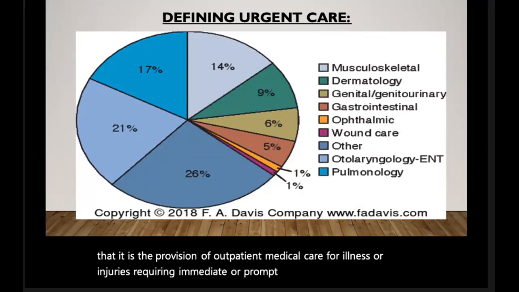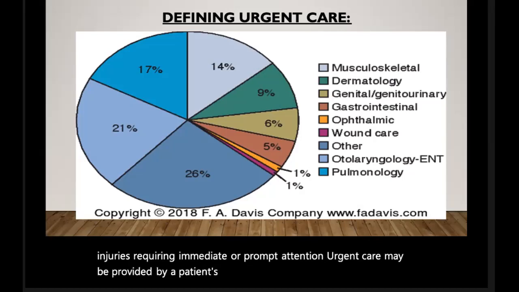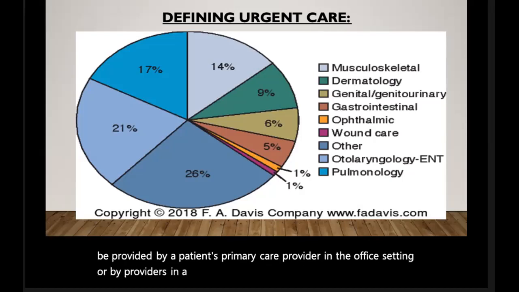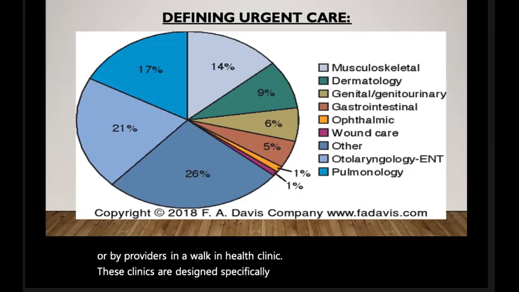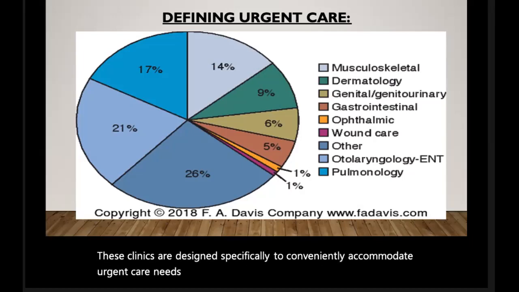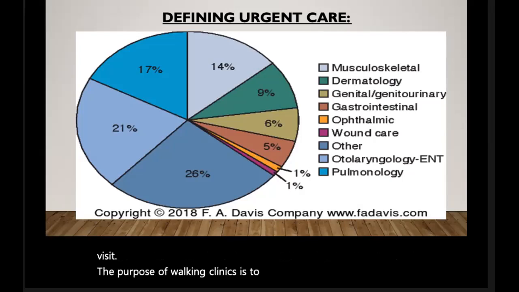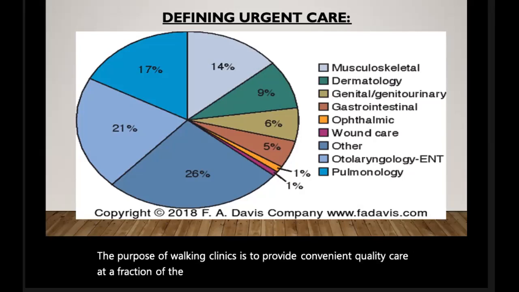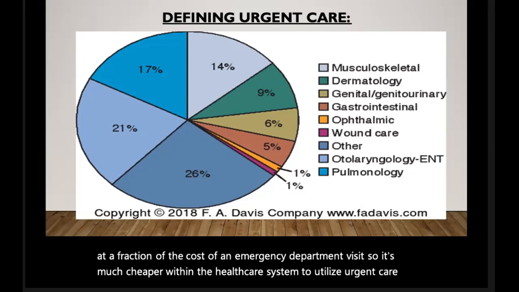Urgent care may be provided by a patient's primary care provider in the office setting or by providers in a walk-in health clinic. These clinics are designed specifically to conveniently accommodate urgent care needs without the cost of an emergency department visit. The purpose of walk-in clinics is to provide convenient, quality care at a fraction of the cost of an emergency department visit. So it's much cheaper within the healthcare system to utilize urgent care as opposed to an ED.